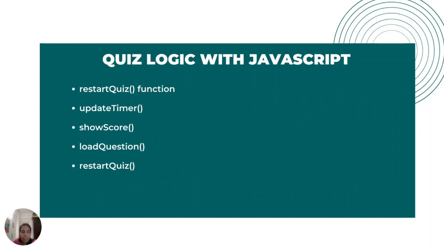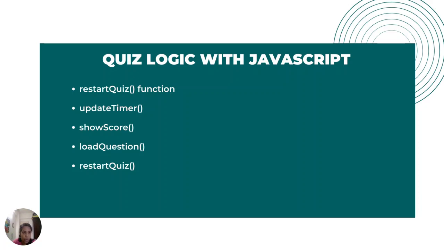And there are some functions which are used in JavaScript. There is a restart quiz which triggers once the restart button is clicked, and this will set everything back. That is, it will load the questions and disable the score. Everything will be done in this restart quiz method. And update timer, this method will update the time. As time progresses, the seconds will increase and the updated time will be displayed on the screen.